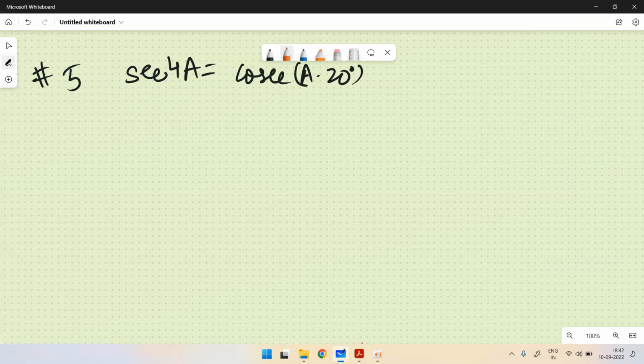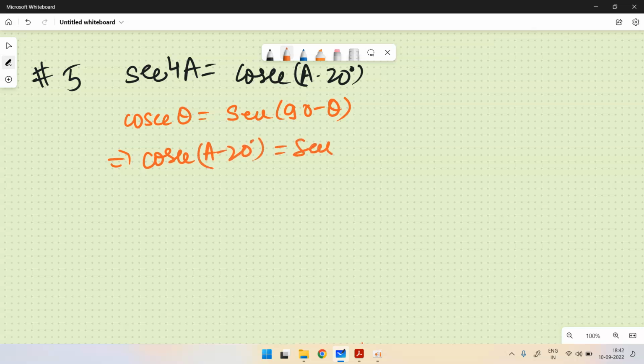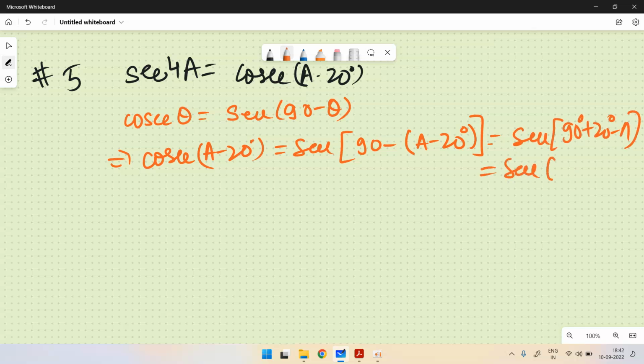Now I can convert any of these things. So I will take this cosecant. Cosecant theta is nothing but secant of 90 minus theta, which implies that cosecant of a minus 20 degree is nothing but secant of 90 minus theta, where theta is a minus 20 degree. This is nothing but secant of 90 degree plus 20 degree minus a. This is nothing but secant of 110 minus a.